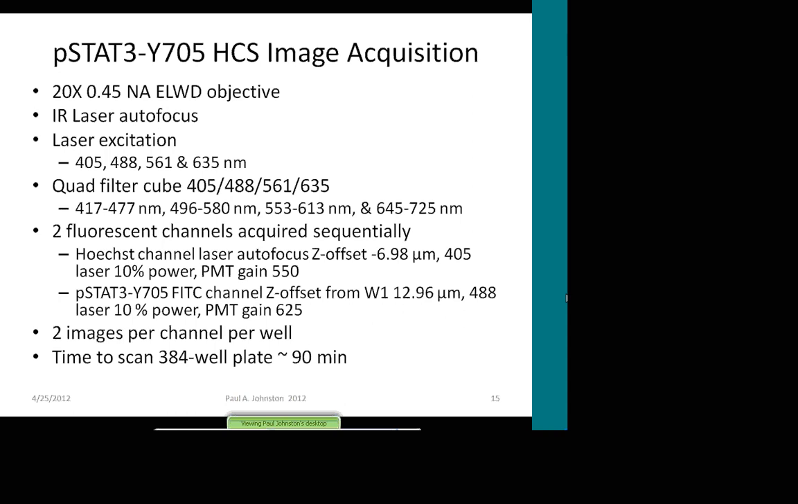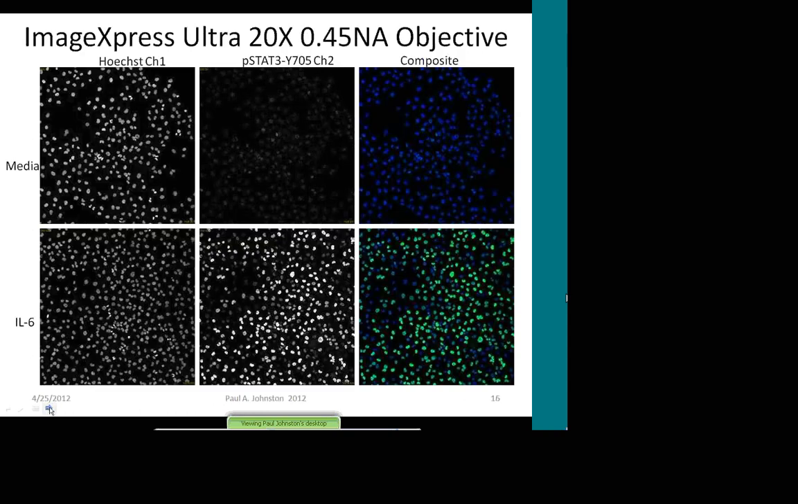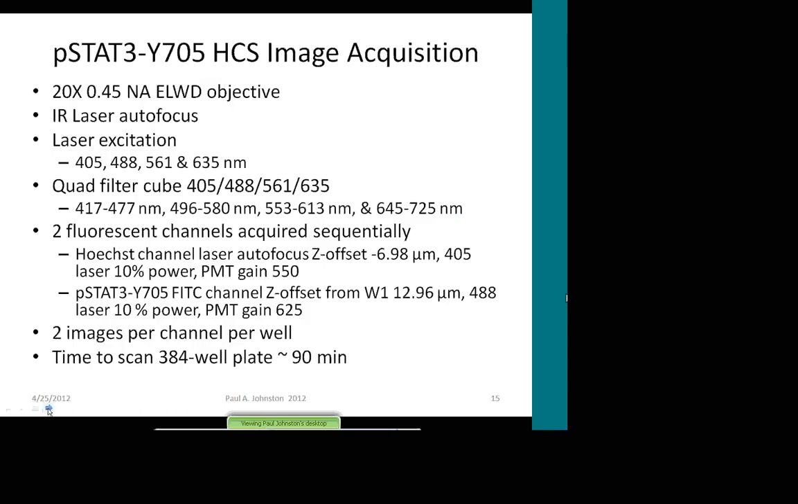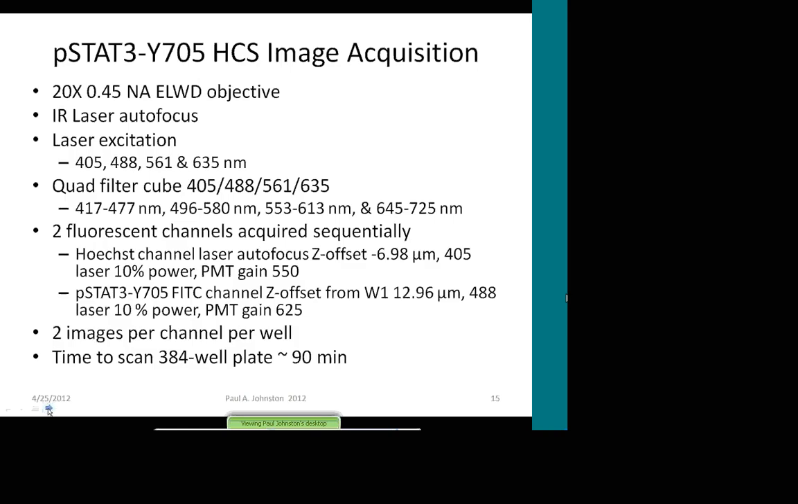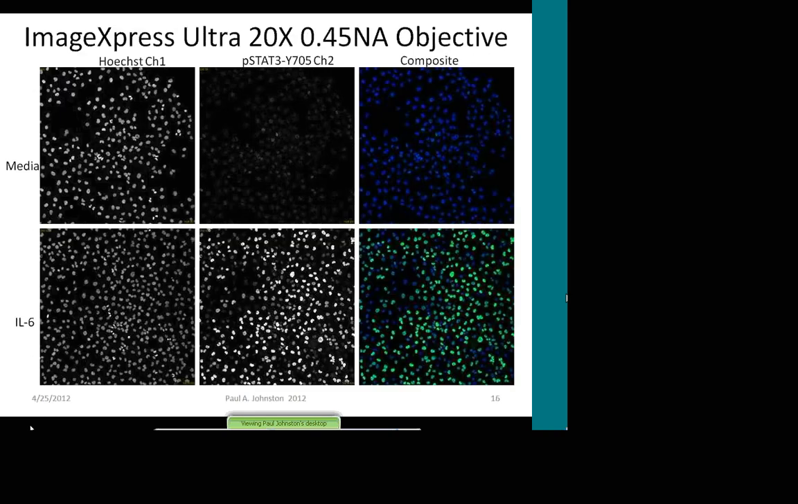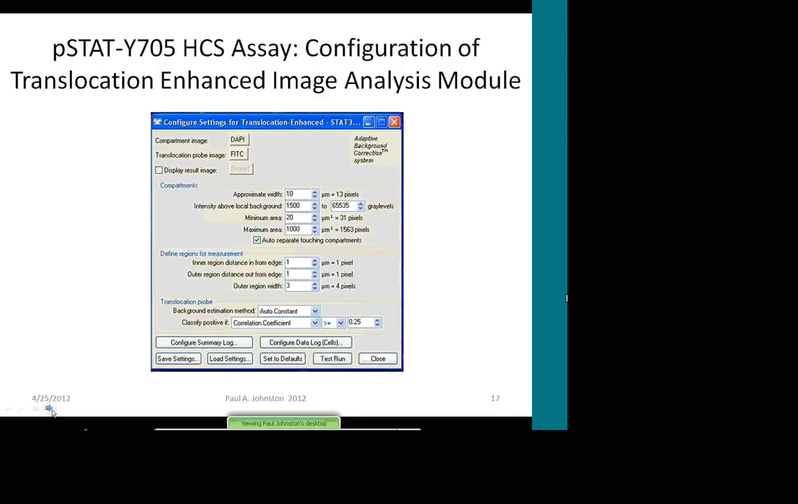We took 2 images or fields of view per well, and it took us 90 minutes to scan a full 384 well plate using these settings. Here's just some images. I'm showing you the media control and the IL-6 controls. We've got the Hertz GFP channel 1, the phosphotyrosine in channel 2, and then a color composite of these 2 images. And you can clearly see that IL-6 gives you a nice induction of phosphotyrosine, primarily located in the nucleus.